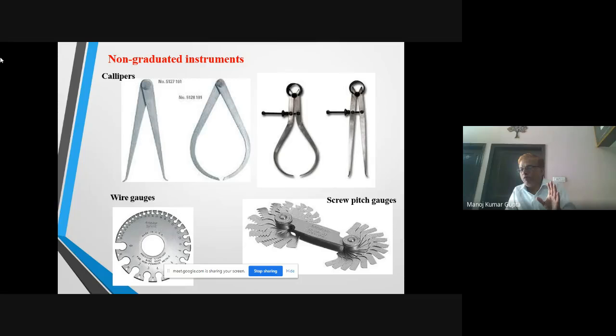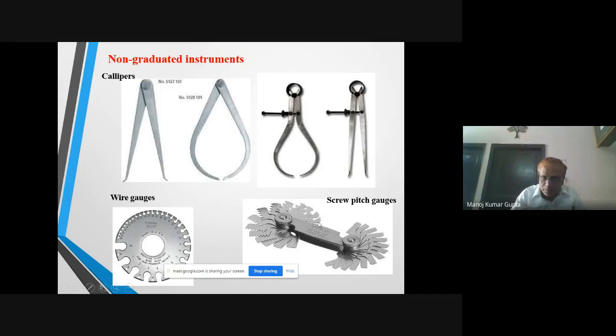So if we increase the gauge from 1 to 50, the dimension in millimeter will decrease. For 1 SWG, it is 7.62, and for 50 SWG, it is 0.024 millimeter. So you can imagine how it is converted to millimeter. One more conversion is there, AWG, that is American Wire Gauge.